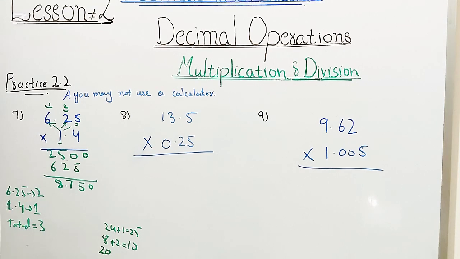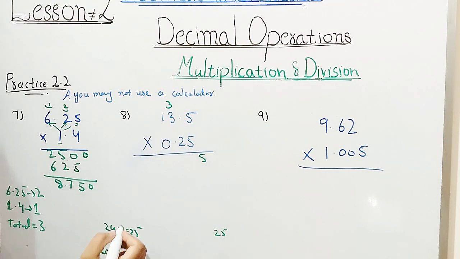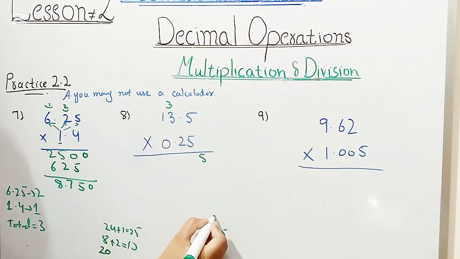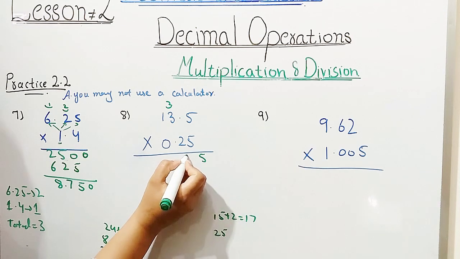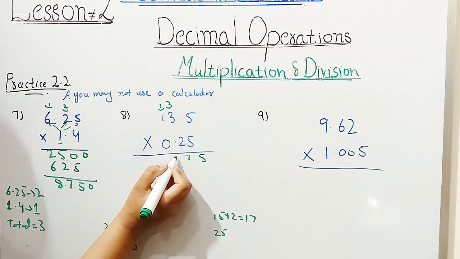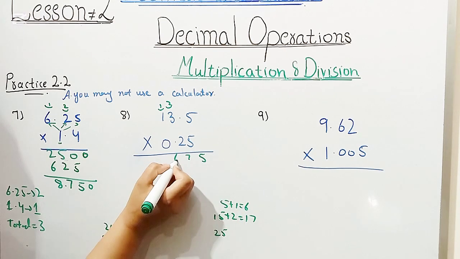Next, question number 8. 13.5 multiplied by 0.25. 5 5s are 25. I will write 5 and carry 2 to the next value. 5 times 1 is 5, 5 times 3 is 15. 15 plus 2 will become 17. I will write 7. Carry 1 to the next value. 5 times 1 is 5, 5 plus 1 is 6.